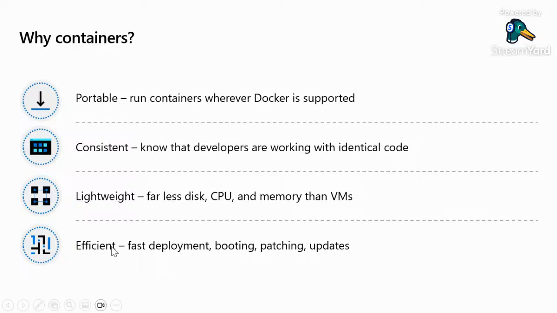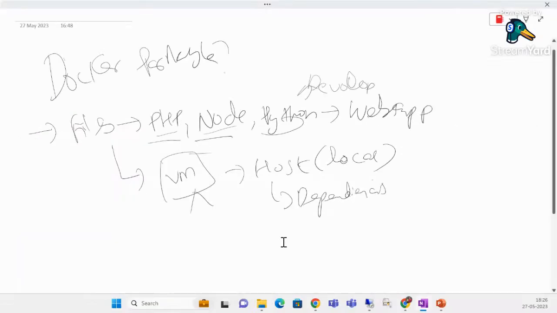Now the last point is fast deployment, booting, and patching updates. These are the advantages that you get when you start using containers. First is portability: you don't require all the dependencies to be on the system where you want to host or use the containers. Then is consistency, and also you have a lightweight setup wherein you use resources in an optimized manner. Then is efficiency, and I will explain all these things over here.